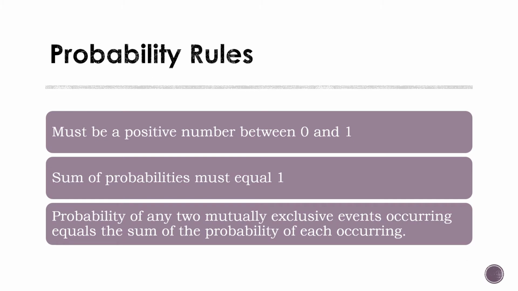There are three probability rules. Rule number 1 is the probability of an event is a positive number between 0 and 1. Rule number 2 is one event certainly will happen, so the sum of all the probabilities of the event must equal 1. And rule number 3 is the probability of any two mutually exclusive events occurring equals the sum of the probabilities of each occurring.